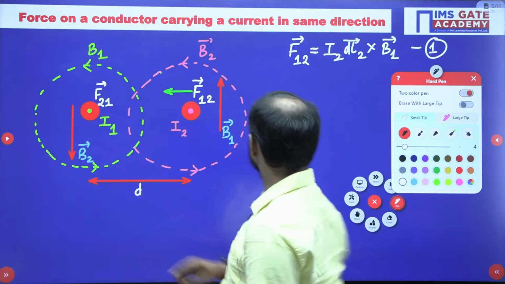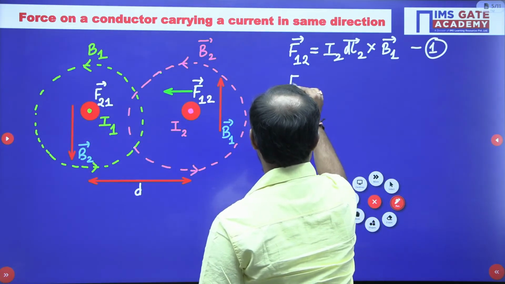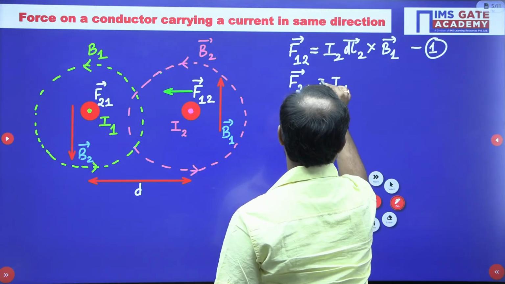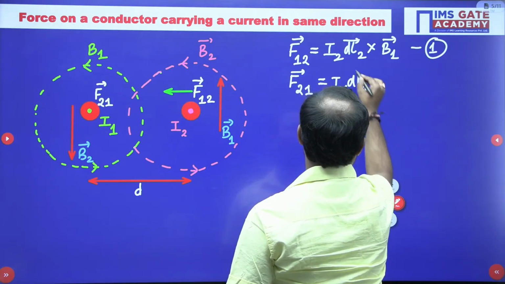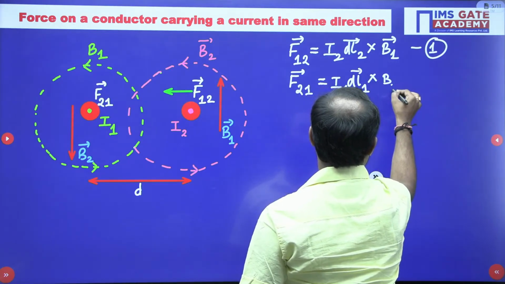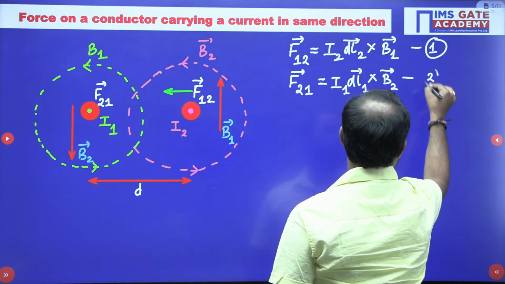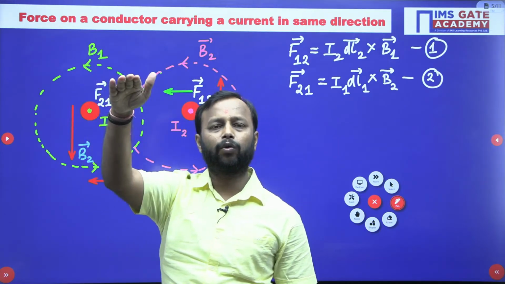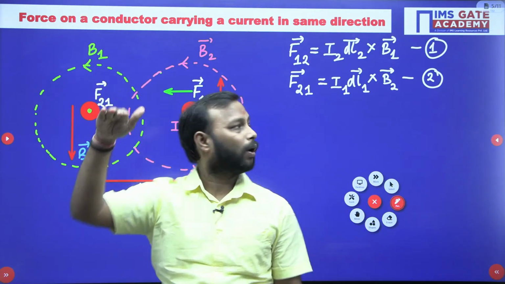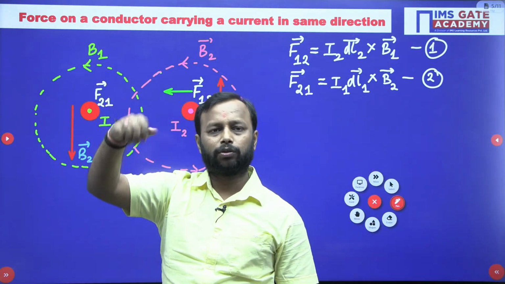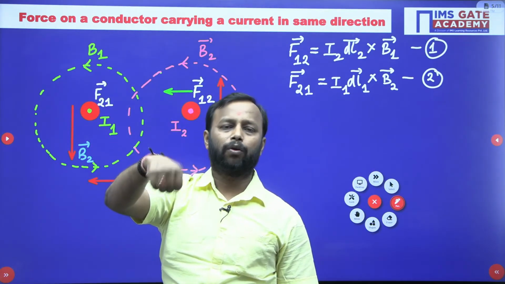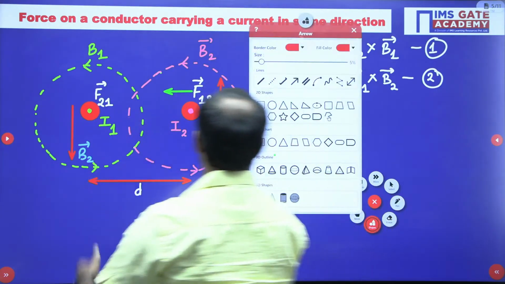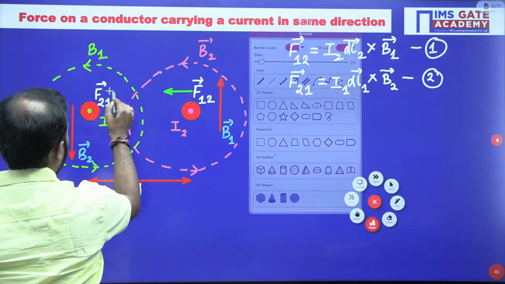See, F21 will be equal to I1 dL1 into magnetic field B2. Let me take equation 2. So, कहाँ गया? Yeah, I1 dL1. So, it is outside. And B2 is downward. So, curl your forefinger in B2 direction. So, like this. So, F21 is in which direction? F21 is in this direction.